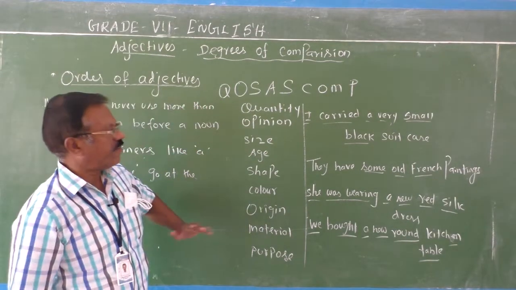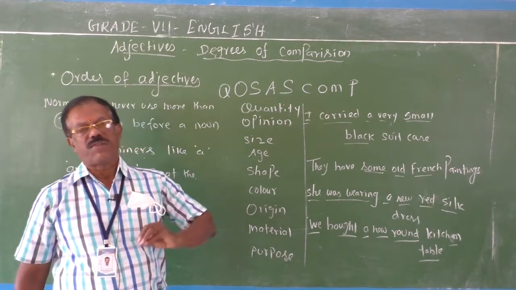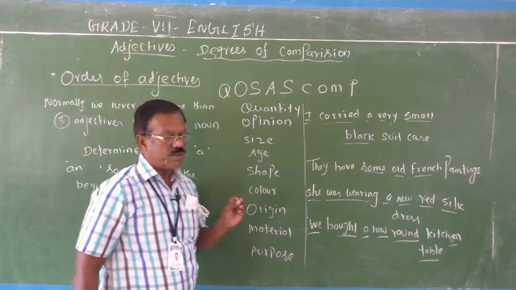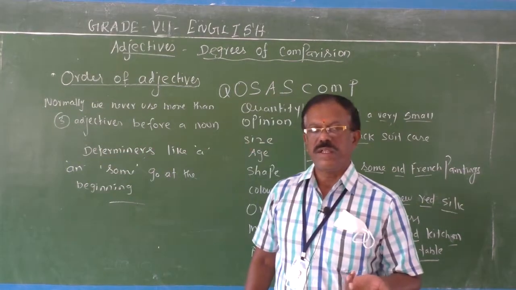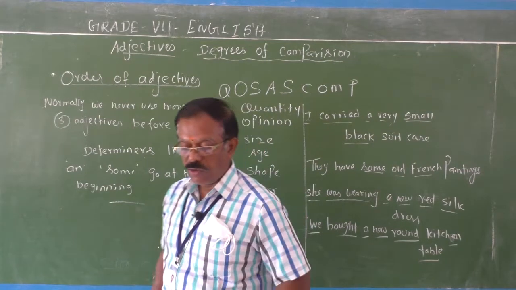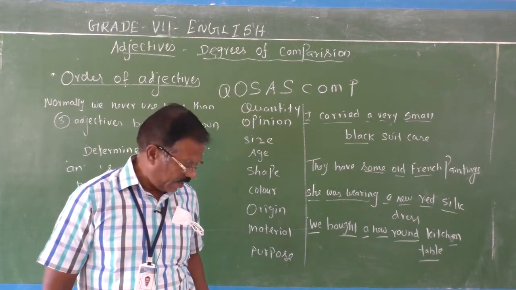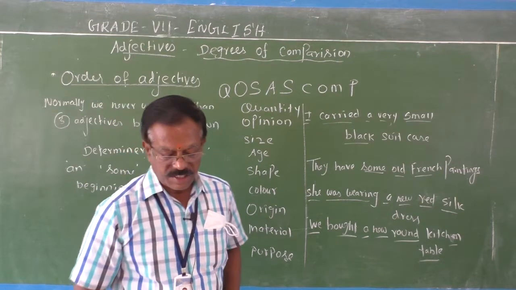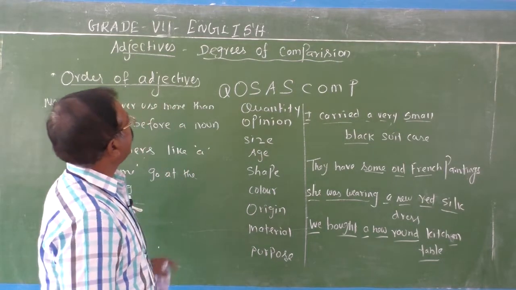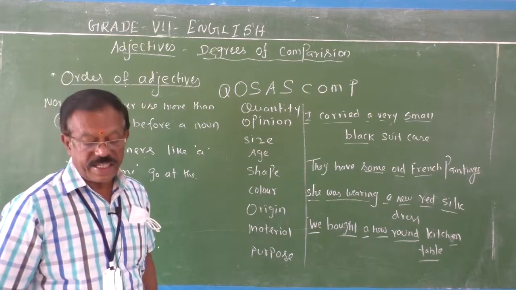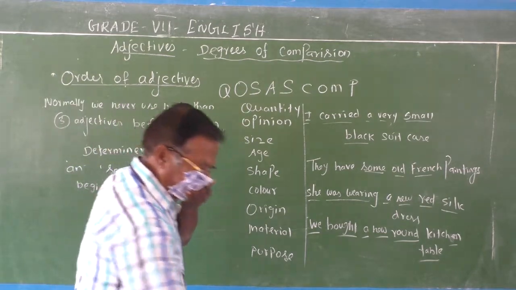So in this way, children, one thing you have to keep in your mind: whenever you use more than one adjective before a noun, you have to follow this order. There should not be any deviation in the order. Next, what are you going to learn? Next, I am going to teach you degrees of comparison.